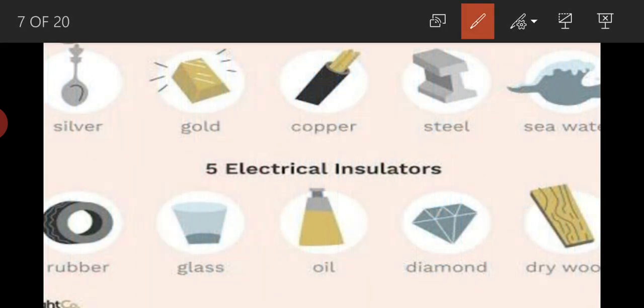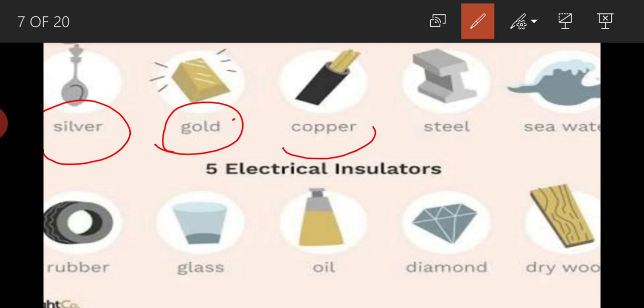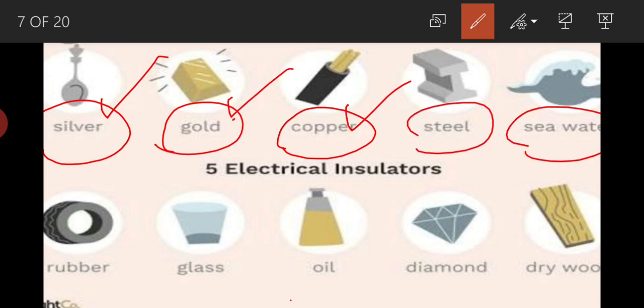These are some examples of electrical conductors. Most of the metals are electrical conductors because they have free electrons, and silver is the best conductor of electricity. After that come gold, copper, steel, and seawater is also a good conductor of electricity. Whereas insulators are materials which do not have any free electrons to conduct electricity. In order to conduct electricity, we definitely need at least one free electron. If a material does not have even one free electron, then it cannot conduct electricity. It means that material is an insulator.